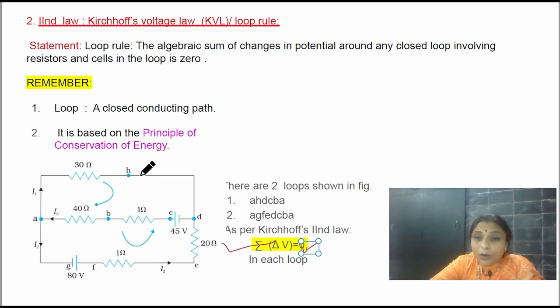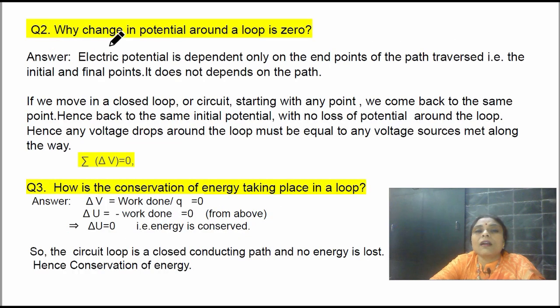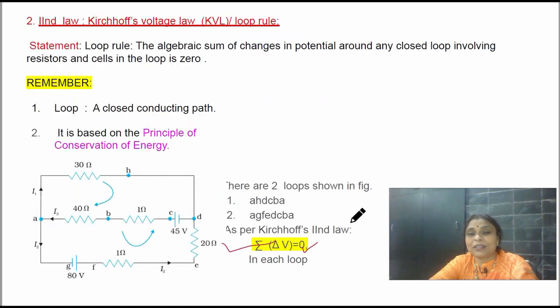Let's see how we apply a loop and what is the exact meaning of this statement. Why is the change in potential around the loop 0? I told you, you start from a point, come back to this point, and I am saying the change in potential is 0. This is the statement. Why?